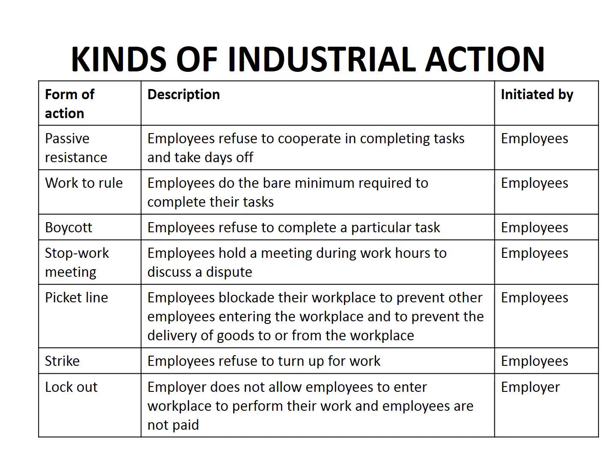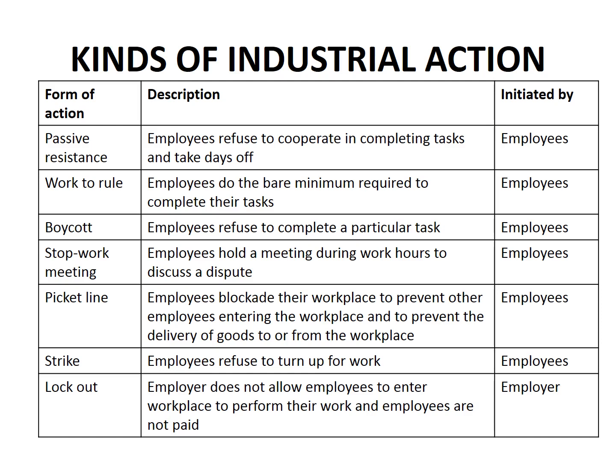First, passive resistance, which is where employees refuse to cooperate in completing tasks and take days off. Second, work to rule, which is where employees do the bare minimum required to complete their tasks. Third, boycott, which is where employees refuse to complete a particular task.